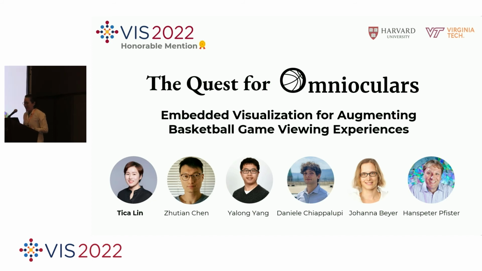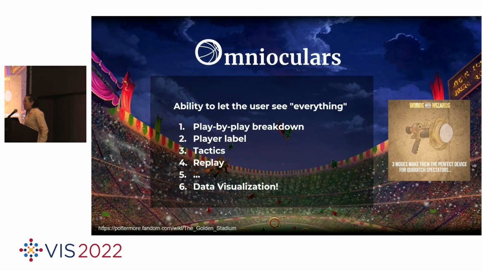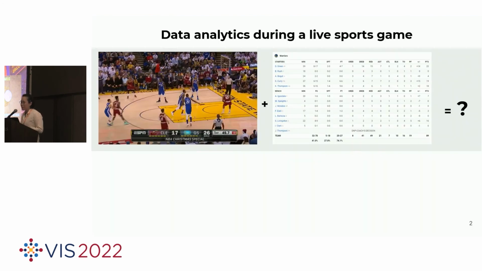If you came to this talk because you are a Harry Potter fan, this slide is for you. Omnioculars is originally from Harry Potter. It is a magical object that provides you the ability to see everything about a Quidditch game, such as a play-by-play breakdown or a replay. Because you can see everything, we ask, why not data visualization? So we took the inspiration and studied the design of data visualization for a basketball game.